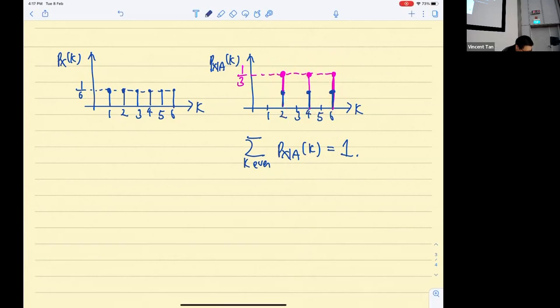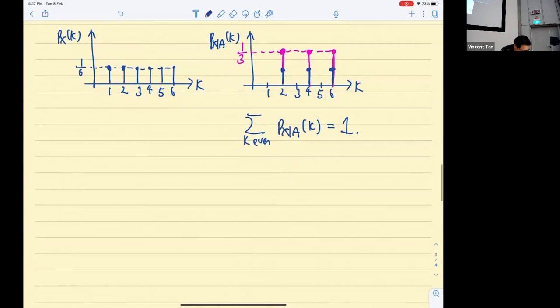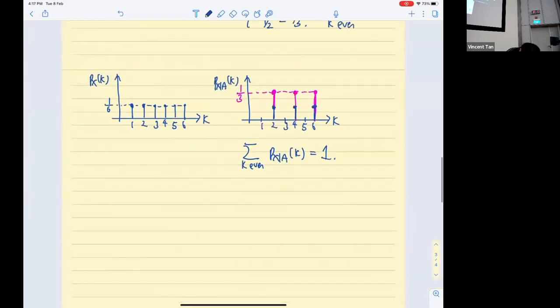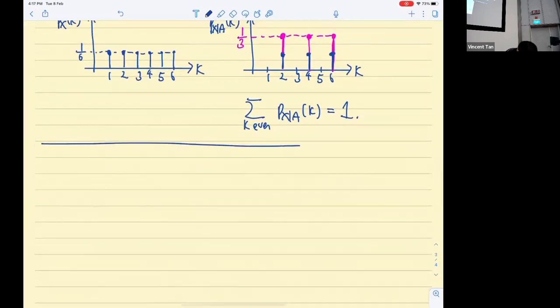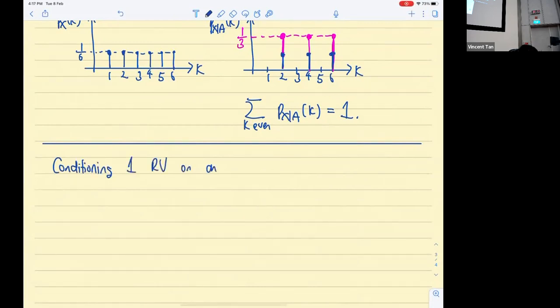Okay, good. So maybe in the interest of time, I will skip this other example because it's essentially the same. But maybe if we have time towards the end, I will go through this. All I want to go through is the conditioning of one random variable on another. Here we talked about conditioning on a particular event. Now I want to talk about conditioning one random variable on another random variable.